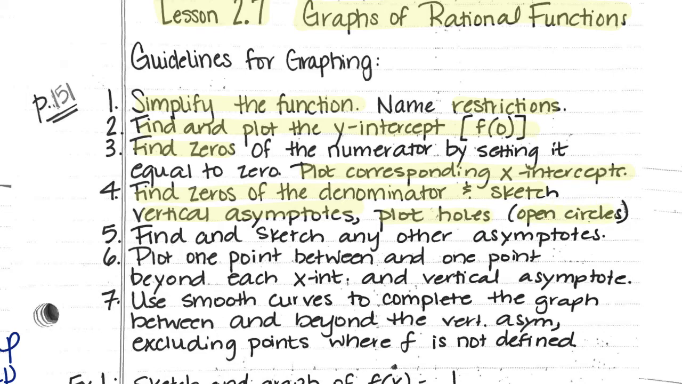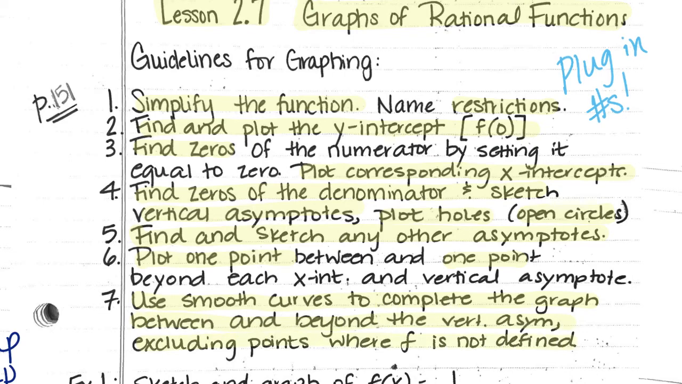Find and sketch any other asymptotes. That will be our slant asymptotes that we're doing today. Plot 1 point between and 1 point beyond each x-intercept and vertical asymptote. We need a couple more plots. So once again, plug in numbers. And it says use smooth curves to complete the graph between and beyond the vertical asymptotes and other points.